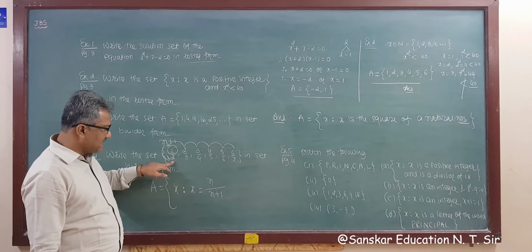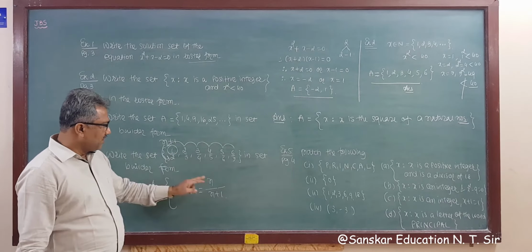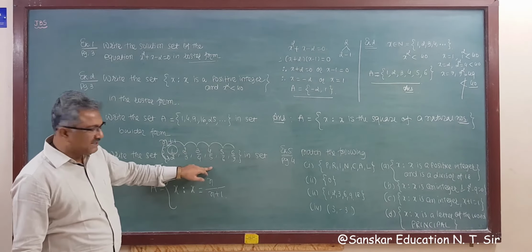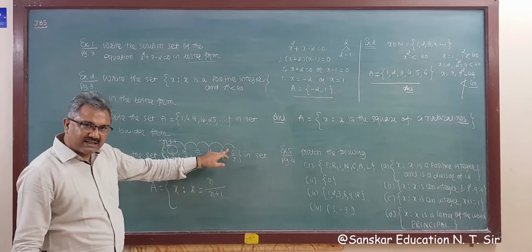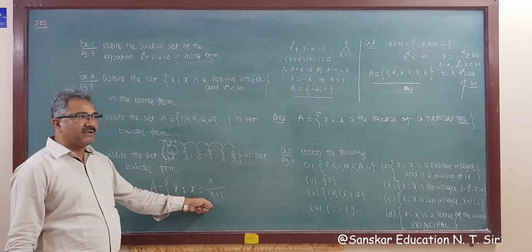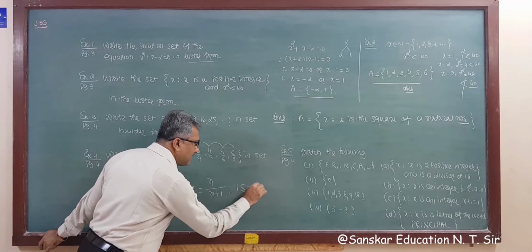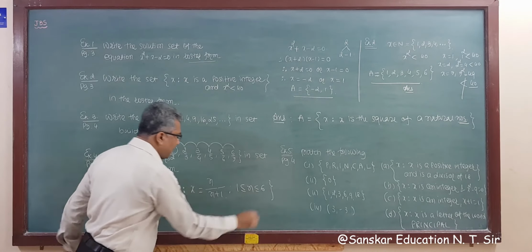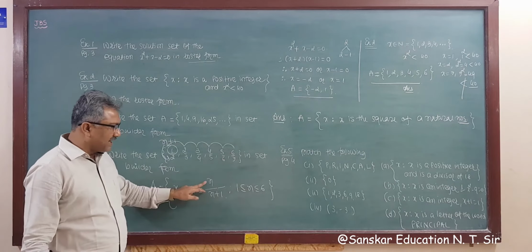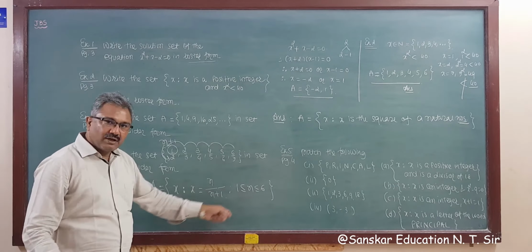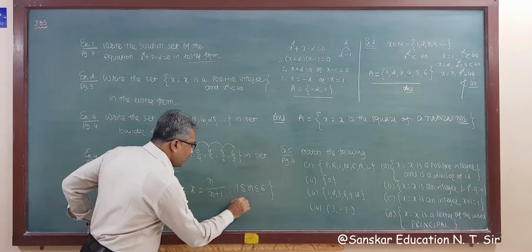One more than this, one more than this, one more than this. So the answer is n over n plus 1, where 1 is less than or equal to n is less than or equal to 6. We have to go up to 6 only. So we can write this, and for this, we can write like this also.